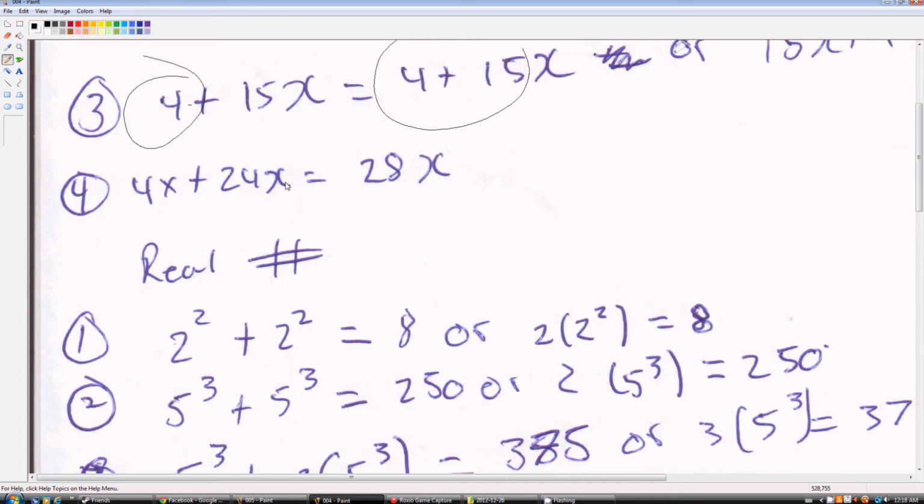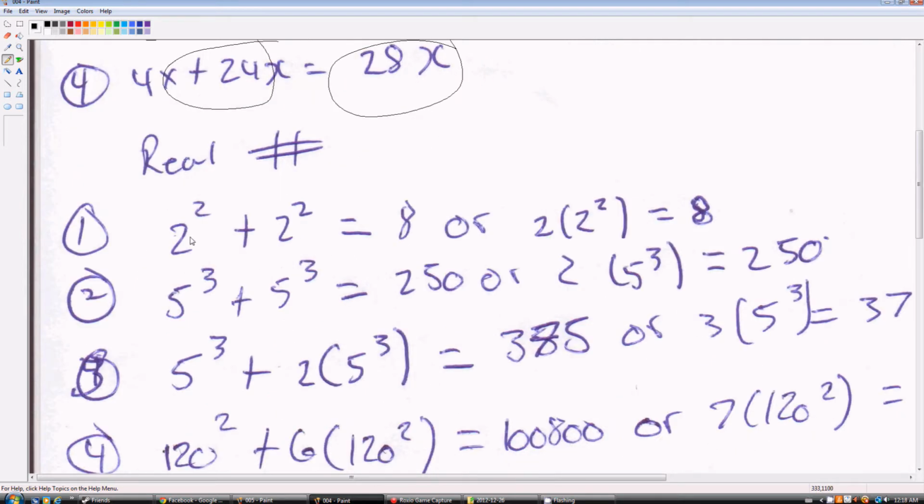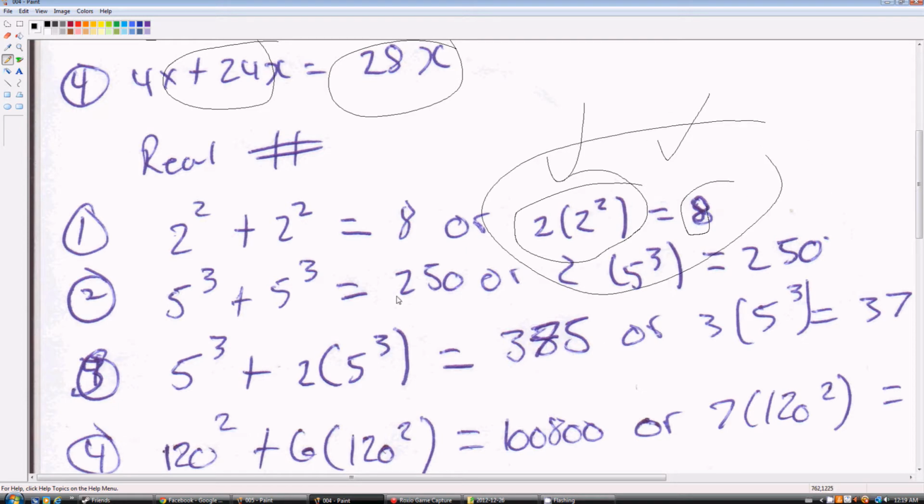Next, we have 4x plus 24 equals 28x. You can assign whatever number you want there, 120 million, 1, and this here will always equal whatever this equals. Some real numbers, so we're going to put a 2 to the power of 2. These two can be added together because they'll equal 8, or 2 times 2 to the power of 2 equals 8. If you were asked to simplify it, you would write it as this, and then this, and I would probably mark this as a 2-mark question, or maybe just a 1 if I saw these steps.